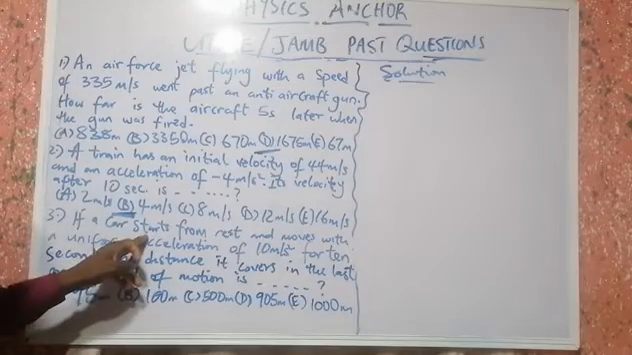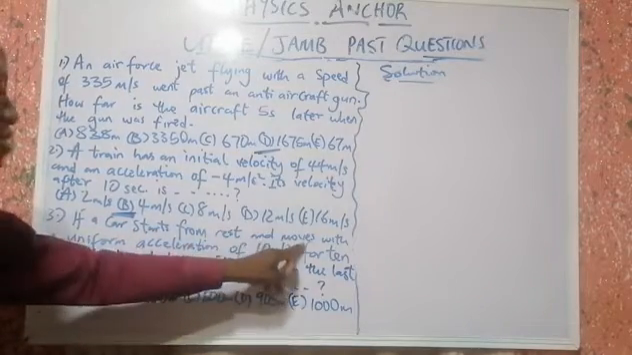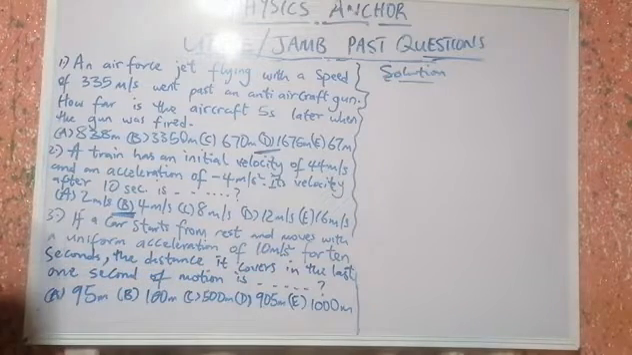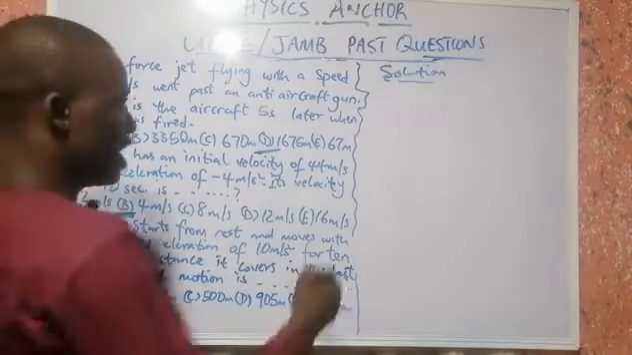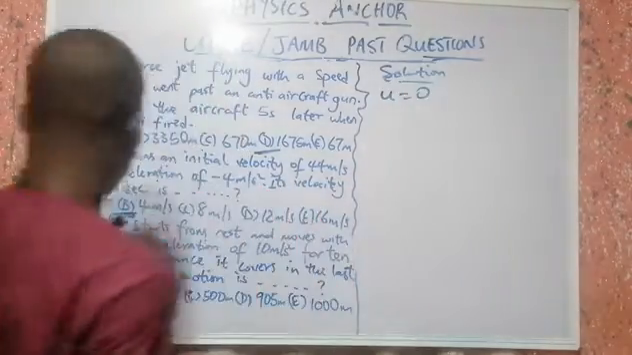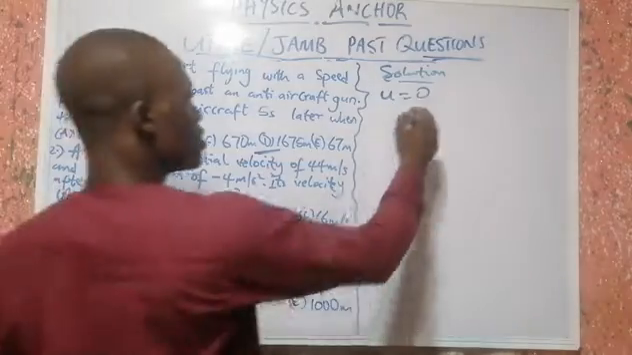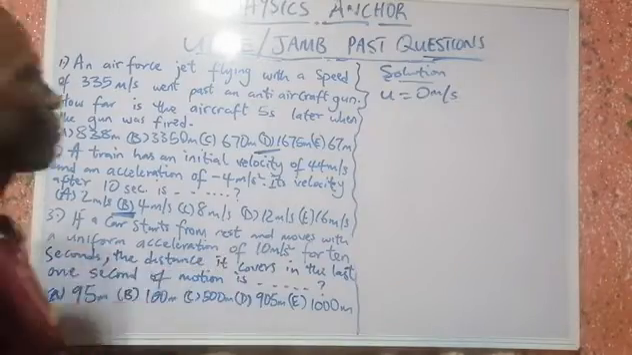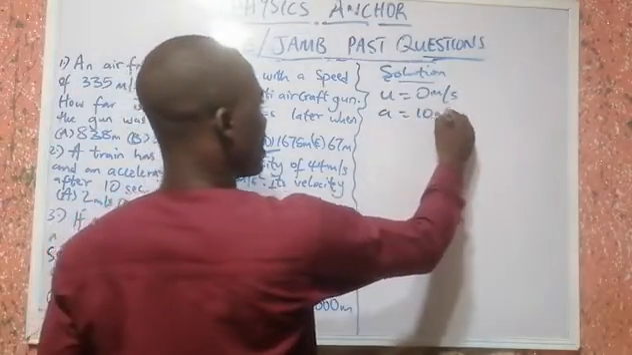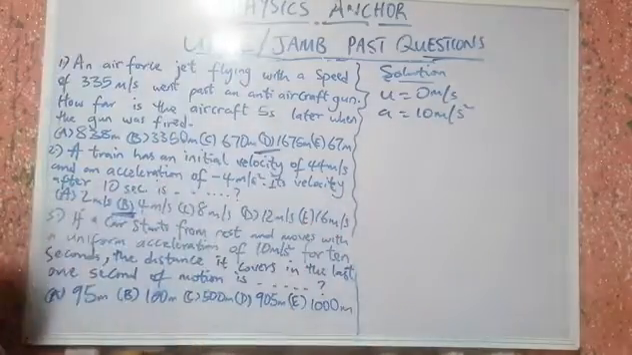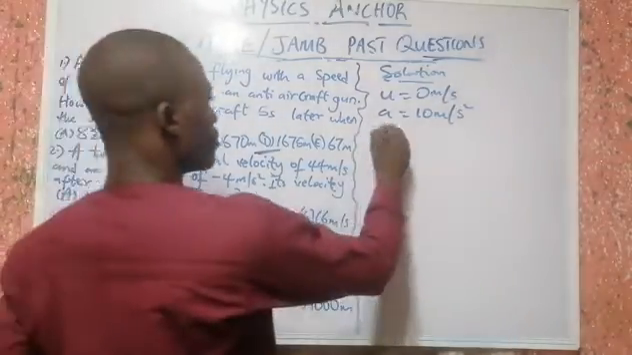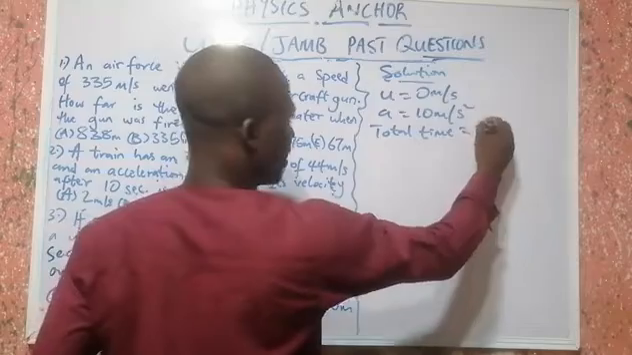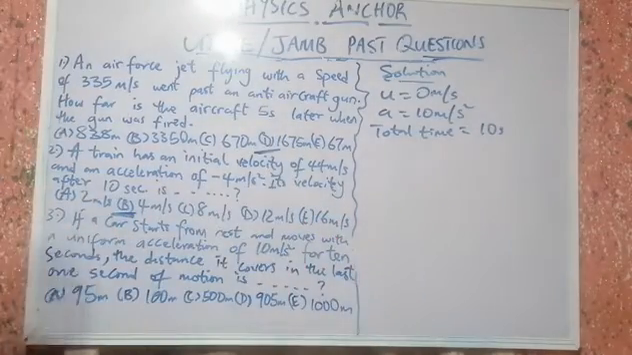If a car starts from rest and moves with a uniform acceleration of 10 meters per second squared. So we can see that it starts from rest. That means the initial speed will be 0, and with a uniform acceleration of 10 meters per second squared, A equals 10 meters per second squared, for 10 seconds total time. You will know why I'm writing time like this later, by the time we begin to analyze it. It's 10 seconds.